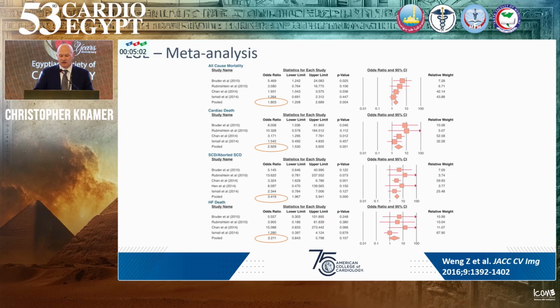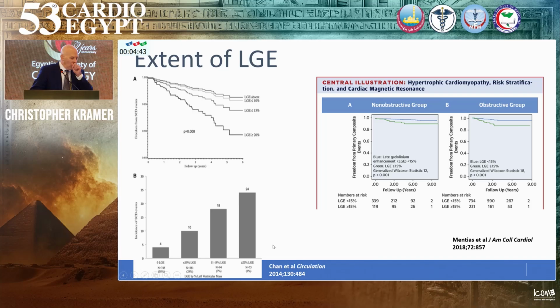This meta-analysis of over 3,000 patients showed that the presence of scar is associated with a 1.8-fold increase in all-cause mortality, a 3-fold increase in cardiac death, an over 3-fold increase in sudden cardiac death, and an over 2-fold increase in heart failure death. But more importantly than the presence of LGE is the extent of LGE.